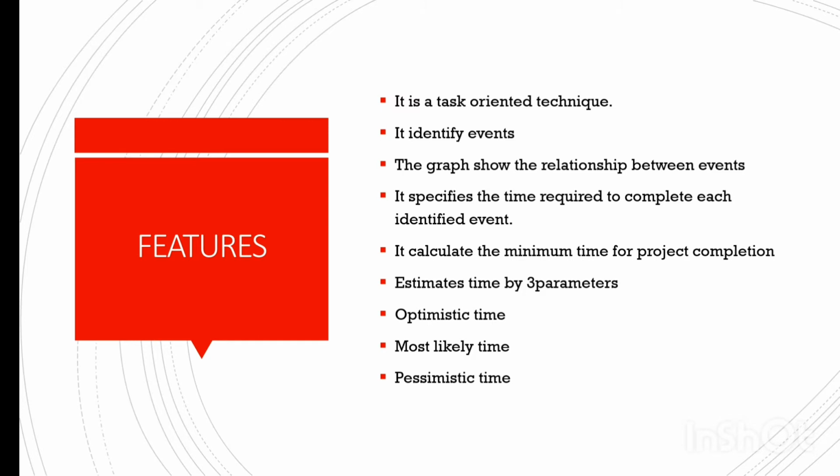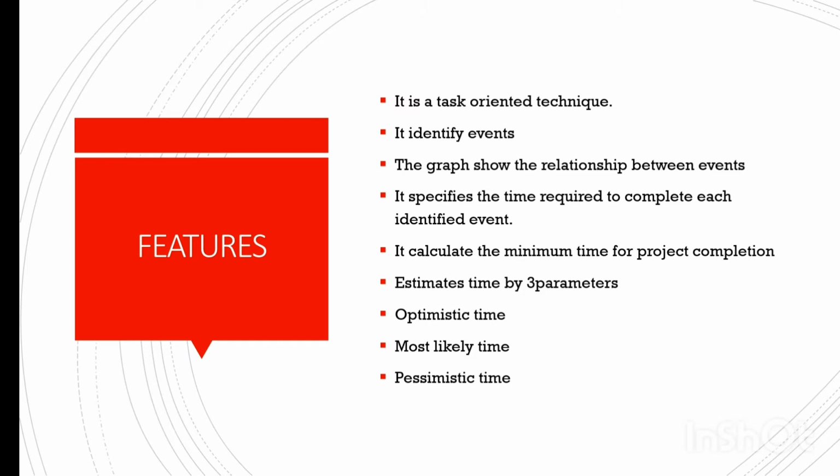So we are able to analyze the minimum time, the optimum time and the pessimistic time, like that they have divided. So the minimum time for the project completion we can analyze. Then it estimates time by 3 parameters. These 3 parameters: first one is the optimistic time, second is the most likely time, third one is the pessimistic time.